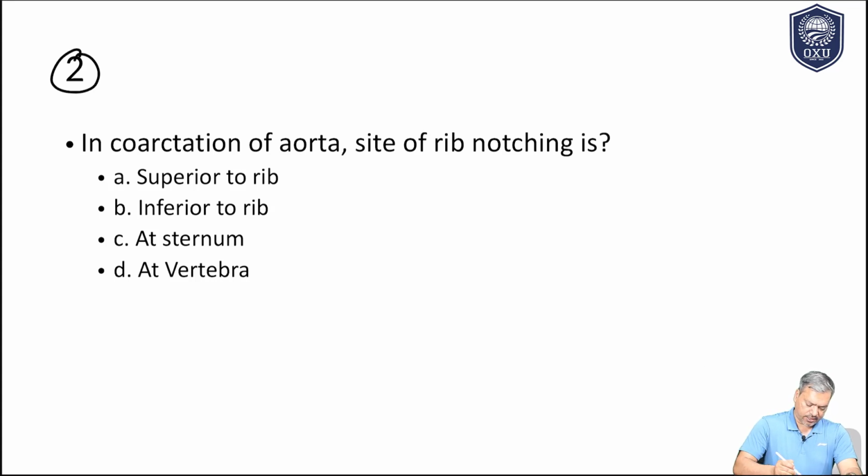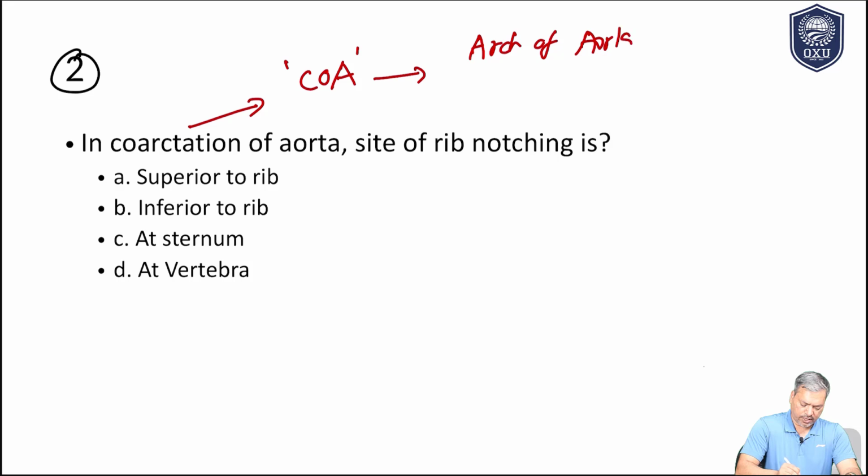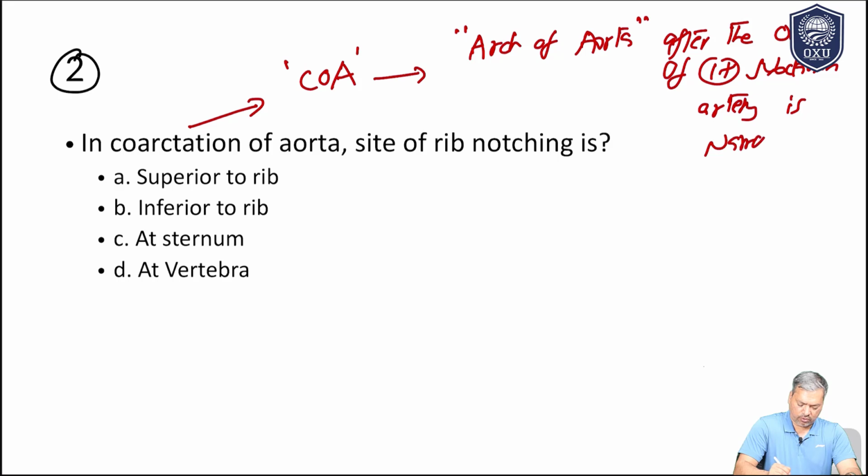In coarctation of the aorta, the site of rib notching is? First, what is coarctation of the aorta? Coarctation of the aorta is a type of congenital heart disease which is very commonly present in children, and coarctation of the aorta means the arch of the aorta, after the origin of the left subclavian artery, is narrow. You need to understand this first. So it is acutely narrow. So after that, what happens?